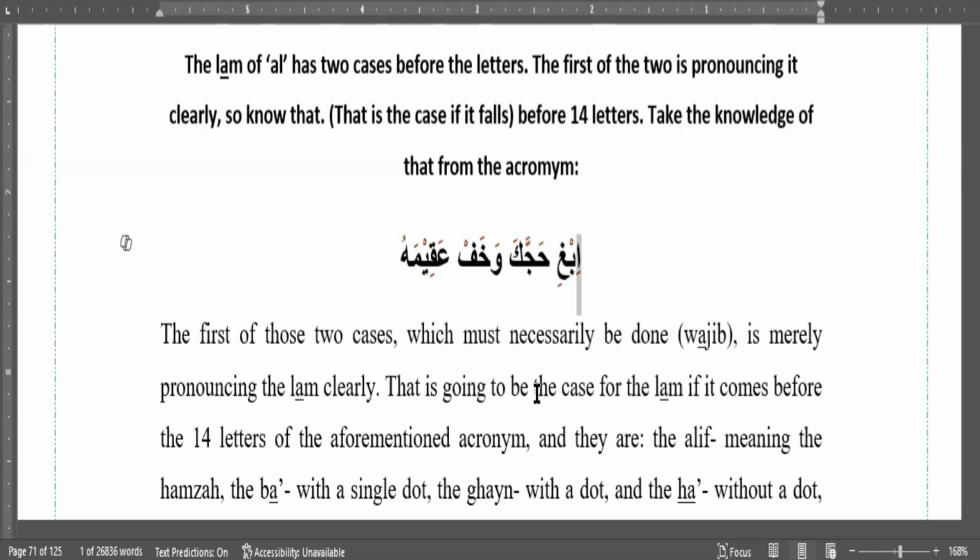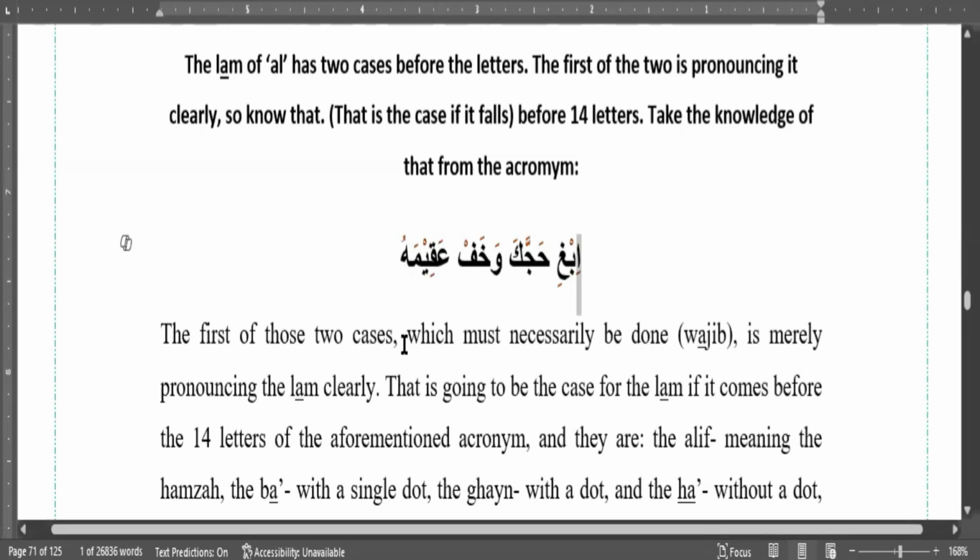So for that reason, this here is, as they say, fihi nazar. This needs to be checked. This is disputable. But this is what the author offered, and this is famous too, but not free of criticism.